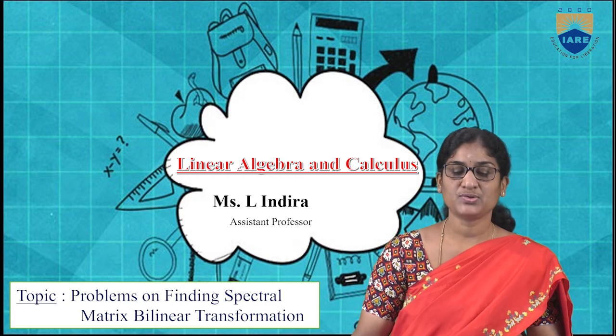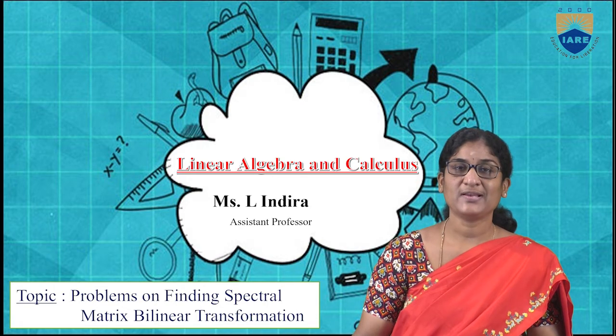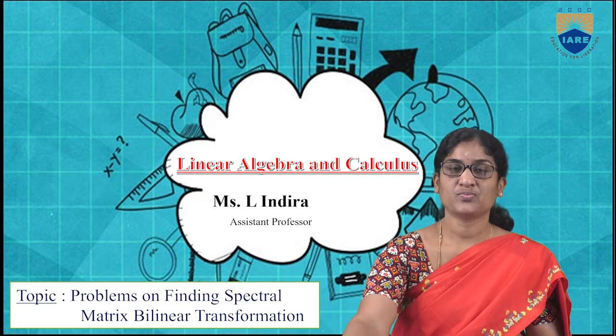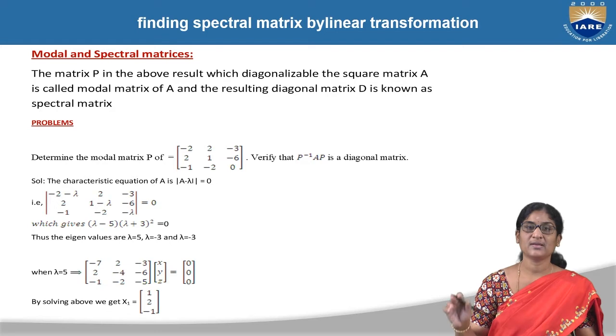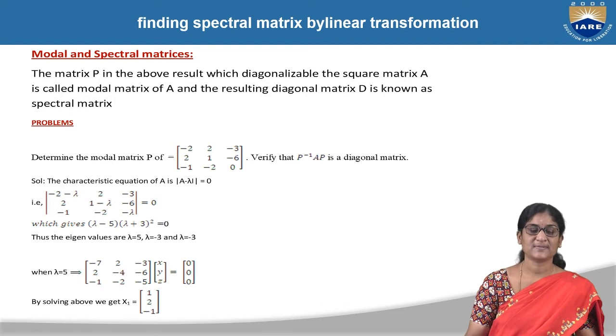Today we are going to see how to find out the spectral matrix and modal matrix by bilinear transformations. So we are in problem solving of eigenvalues and eigenvectors of matrices. Before going to the process, let us recapitulate once again what is a modal matrix and what is a spectral matrix.